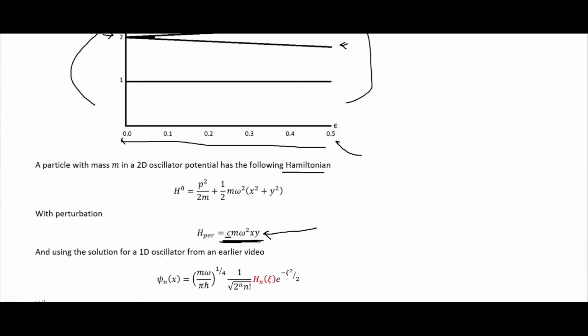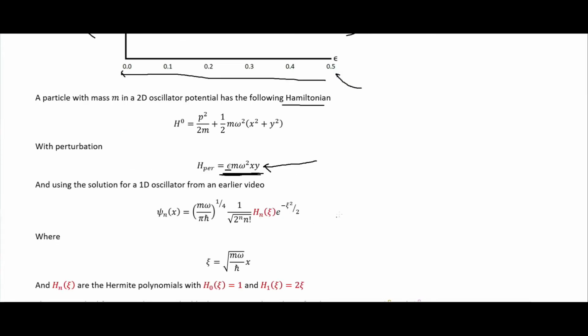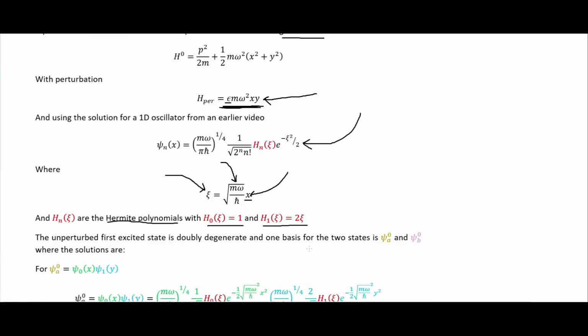We have our solution for the oscillator from an earlier video, which looks like this, where the part in red is the Hermite polynomials. We'll be looking at the first and second Hermite polynomials, where this xi is just a function of x. It involves the mass, the angular frequency, and the Planck constant in the radical, but you can think of it as a function of space.